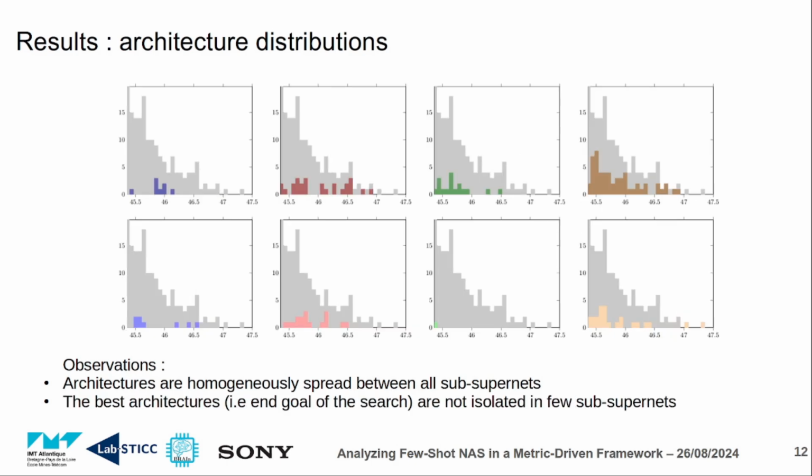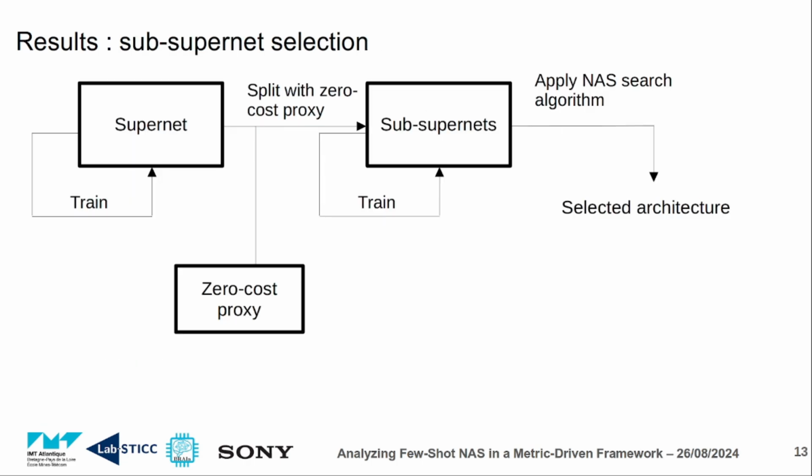By zooming in on the top 1% of architectures, we continue to observe that the best architectures are spread in multiple sub-supernets rather than isolated in their own subspace. The key takeaway of this observation is that in most cases, it cannot be said clearly that one sub-supernet is the best, as they all contain good architectures. This is an important observation because of a pipeline adjustment that most few-shot NAS papers make.